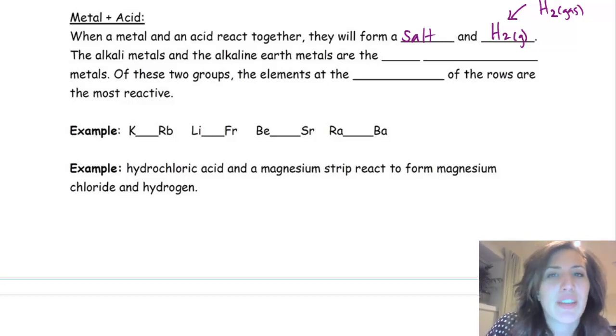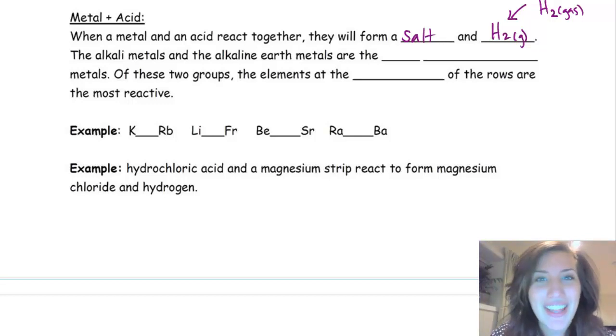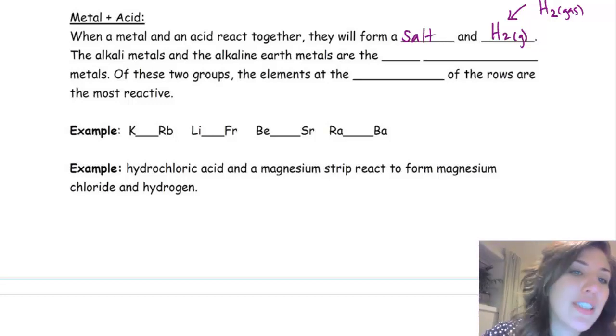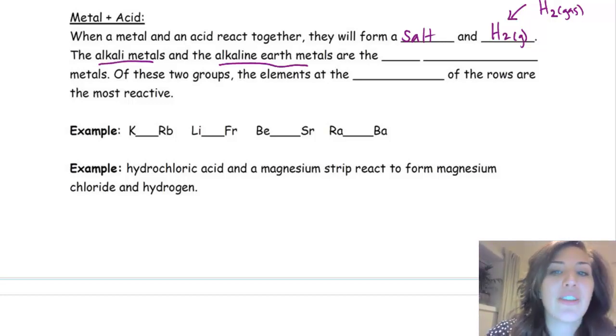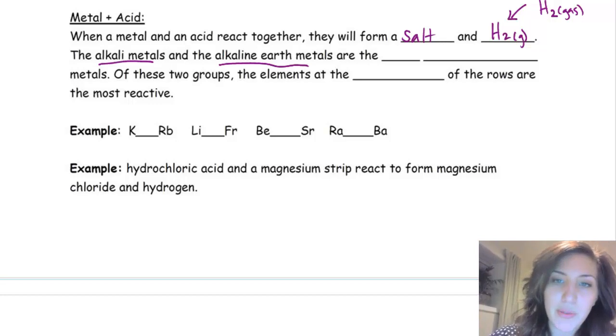If you see oxygen by itself, if you see hydrogen by themselves, they will pair up. They're those special 7 that we looked at in chapter 4. So the alkali metals and the alkaline earth metals are the most reactive metals.